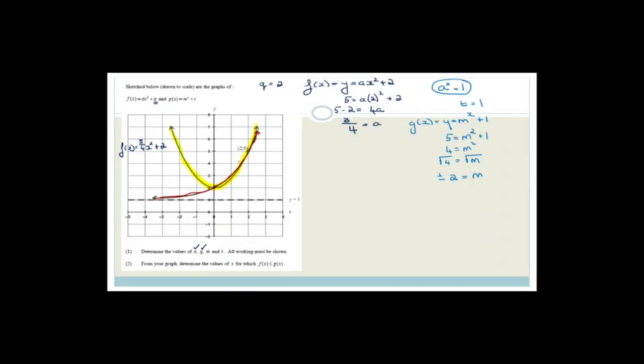And now we need to decide, is this a positive graph or a negative graph? And we can say, well, since the gradient is going up to the right, this is a positive graph. So therefore, it's a positive 2. So therefore, the equation of this graph is g of x is equal to 2 to the x plus 1. Okay, so now we've got m. And we got t. Ta-da!